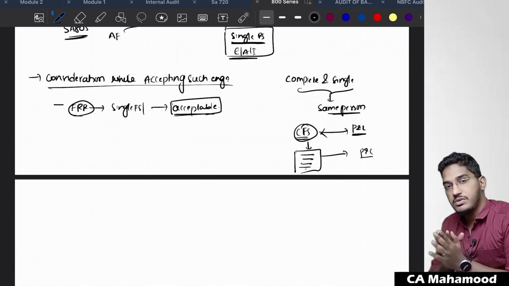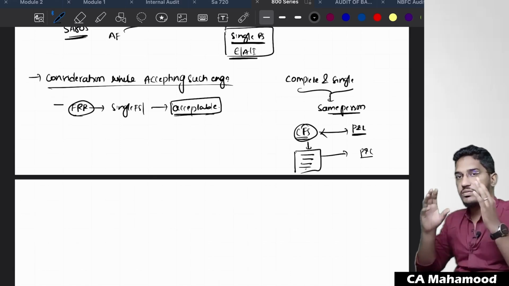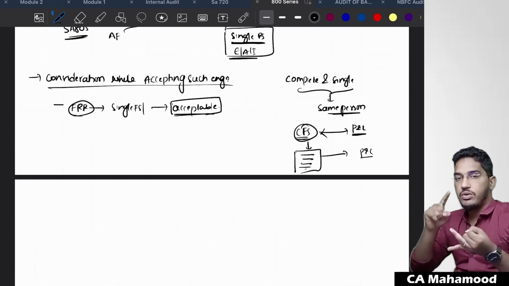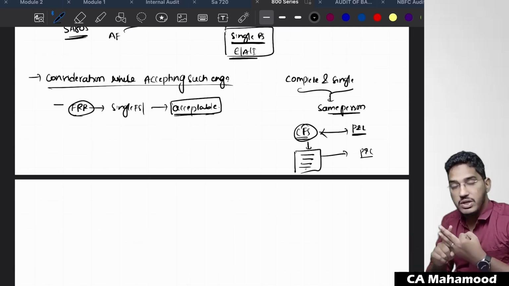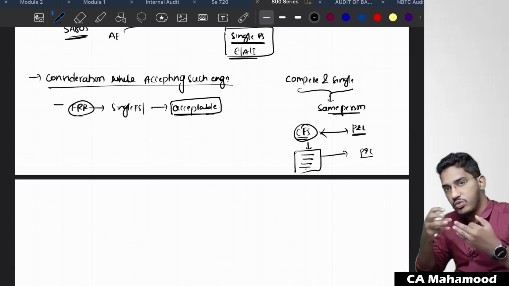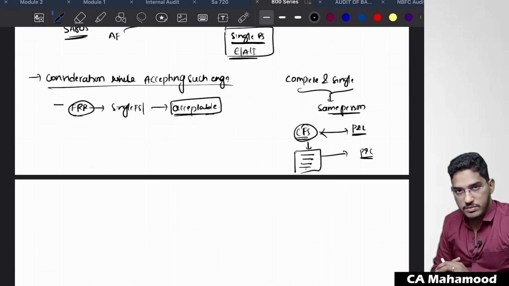Because since you are the same person who has conducted the audit of the complete financial statements, you will have a lot of information regarding the client, regarding their internal controls, and you will get to know about their books of accounts and the quality of their accounting system. So obviously you will have more information. That information will help you comfortably complete the audit of the single financial statement also.